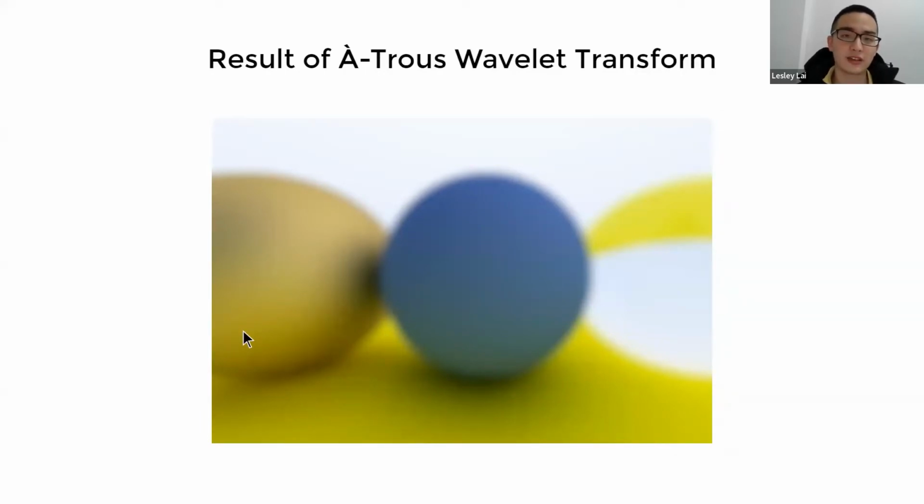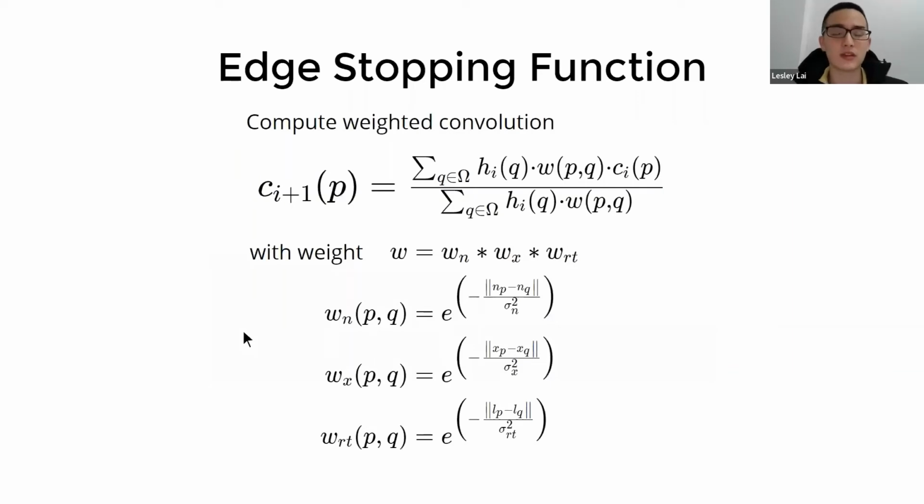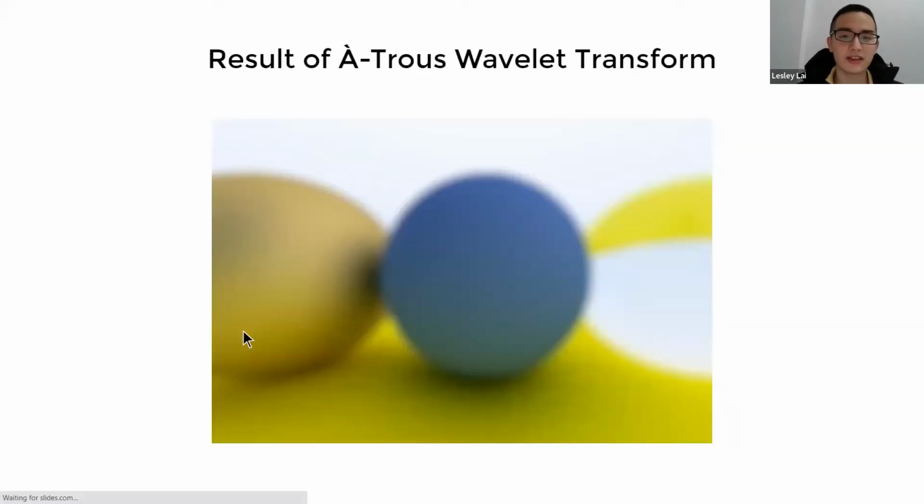As a result of the wavelet transform, we have this blurred image, which is like the Gaussian filter. So it is very similar to the output of Gaussian, but it's faster, so it's pretty good. However, we don't want to blur our edges. Like in the previous image, all the edges get blurred, which still looks nice.